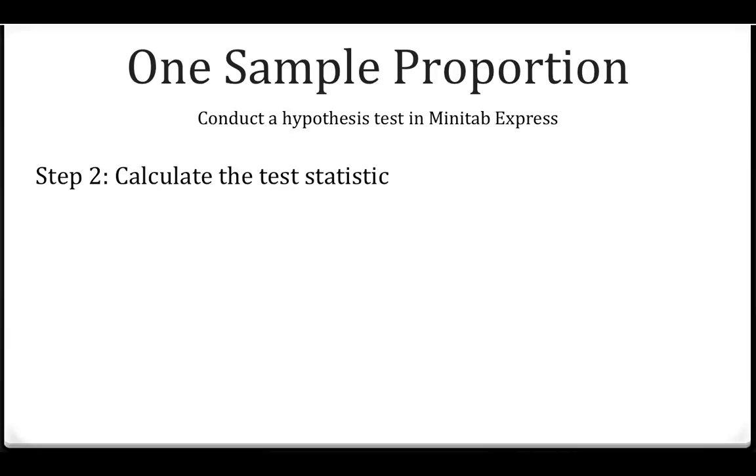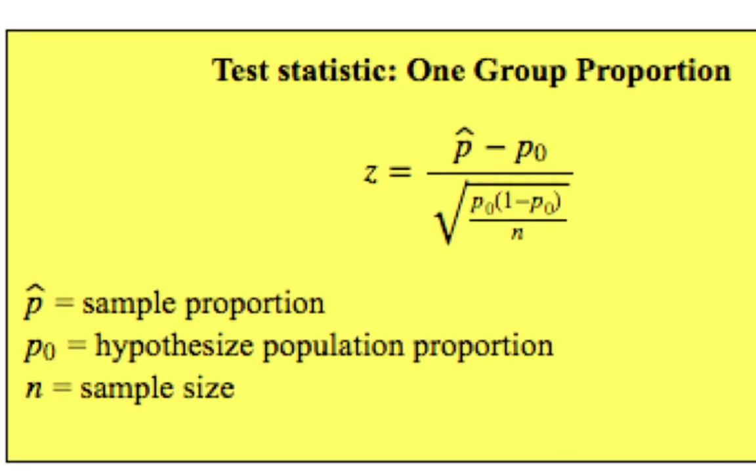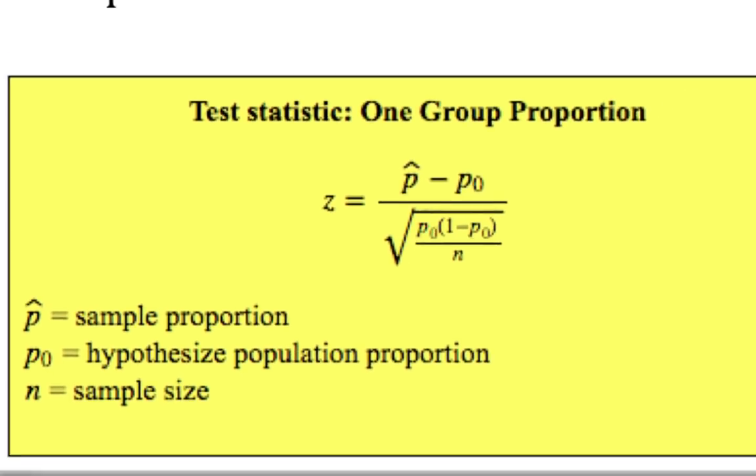Step 2, we calculate the test statistic. In this course, we're just going to be calculating the test statistic for the normal approximation method by hand. This is the formula for a z-test statistic for one sample proportion. P hat is your observed sample proportion. P sub o is the hypothesized population proportion. So this is the number that's in your null hypothesis. And n is your sample size.